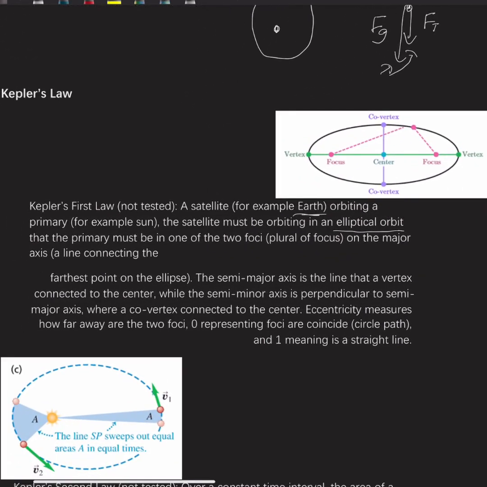Eccentricity measures how far apart the two foci are, where 0 means they coincide, so it's completely a circle, and 1 means it's two parallel lines, or just a straight line.